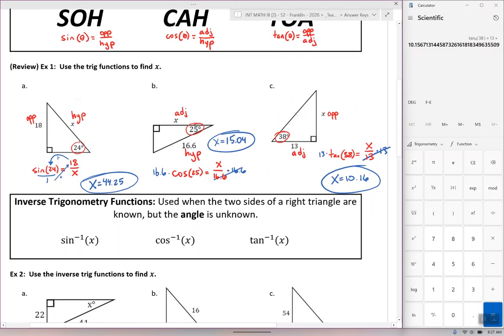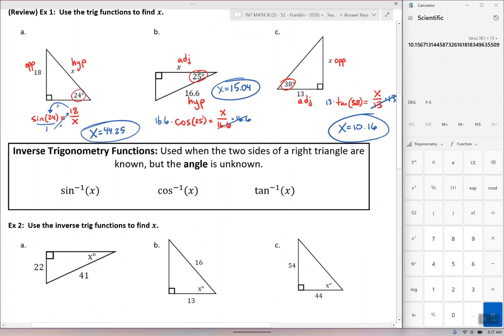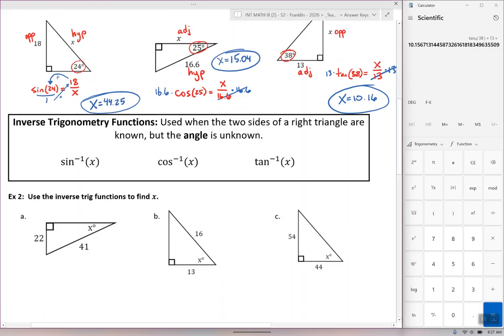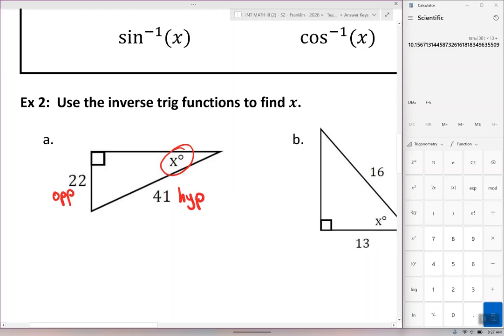length. Now, if we know the sides of a triangle, but we don't know the angle, we can use the inverse of these trigonometry functions. And luckily, they're provided for us in our calculators. So the inverse sine function, the inverse cosine function, and the inverse tangent function. So let's see how these work. The initial setup is the same. So for our example A here, here's our reference angle x, and we know the opposite side and the hypotenuse. So I'm going to use my sine function.